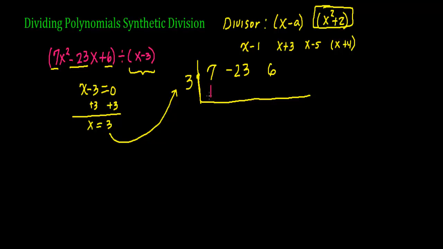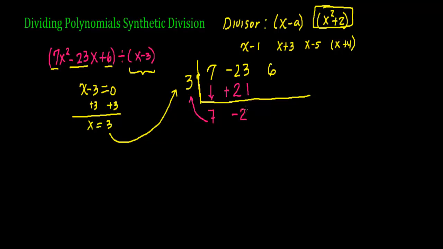automatically bring down that first number without doing anything at all to it. So bring down the 7. Once you have that 7 down here, you multiply times 3. So you take the 7 and you multiply times 3. That gives you 21. That result, you're going to write it underneath the next coefficient, 21. And what do we do now? We add. Negative 23 plus 21, negative 2.